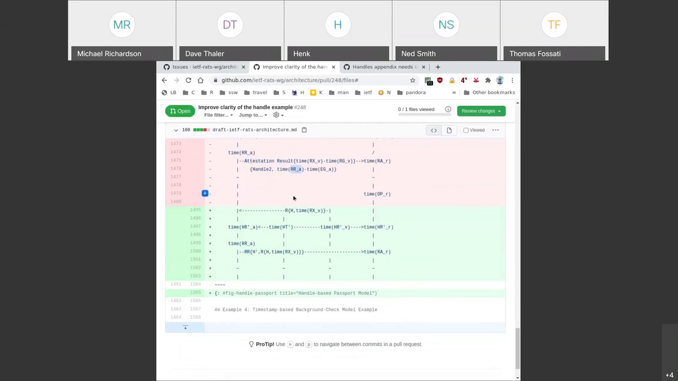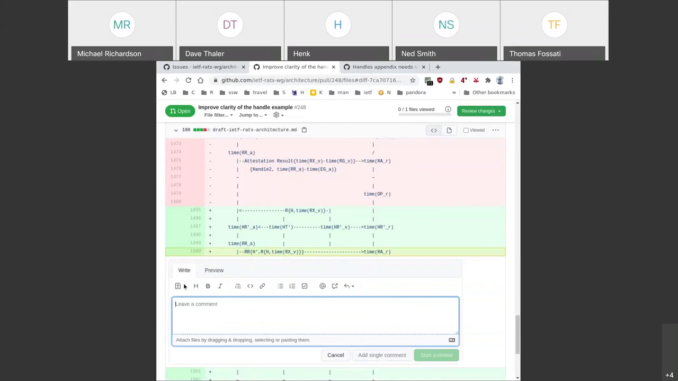What I'm not fine with is the label where 1475 has attestation result. That's not RR. RR is a time parenthesis. We cannot write relayed attestation result in that line because the line is then too long. It is an abbreviation for that. You don't need the word relayed because we don't have the word relayed in the passport model where it has the same meaning. You don't need it.